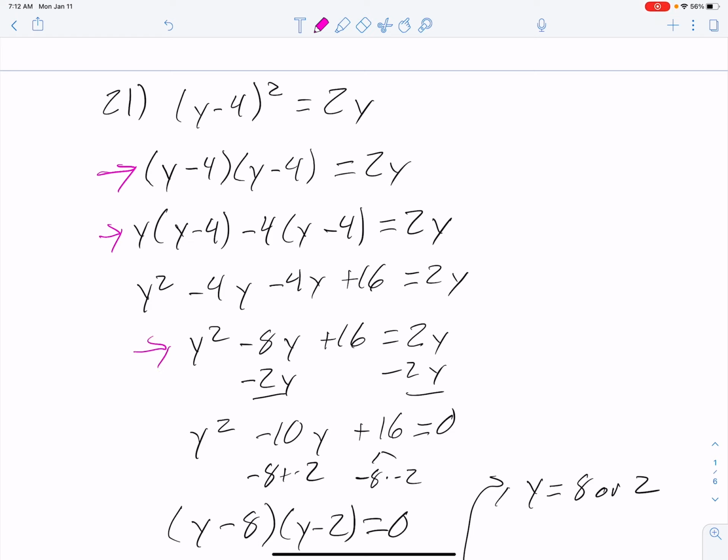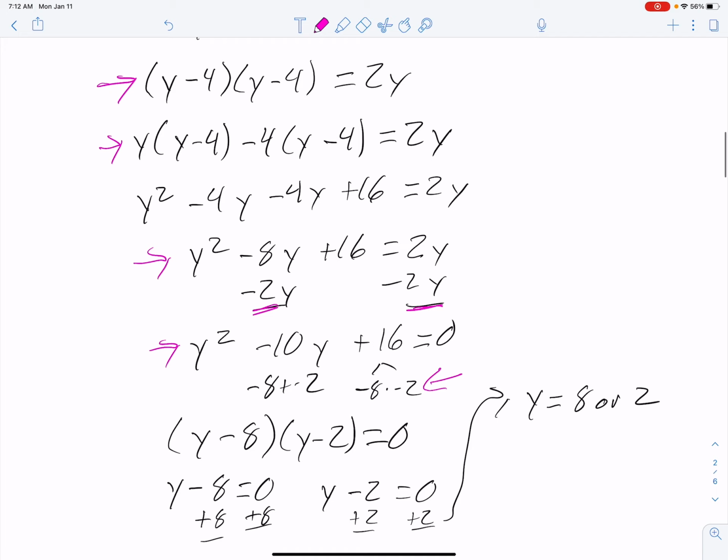Once I've finished my multiplication, I just need to subtract my 2y from both sides, combining with my like term negative 8y. And now I look for factors of 16 that are going to add up to negative 10, and that's negative 8 and negative 2. So I finish my factoring, set each piece equal to 0, and finish my solving.